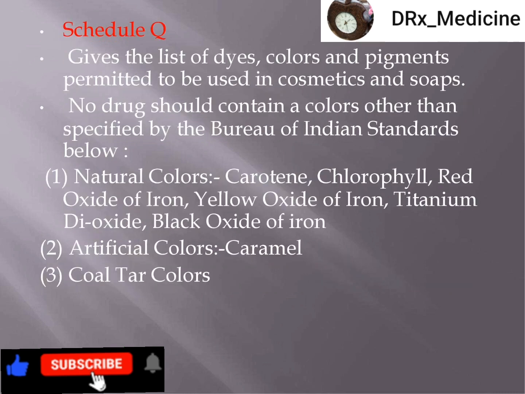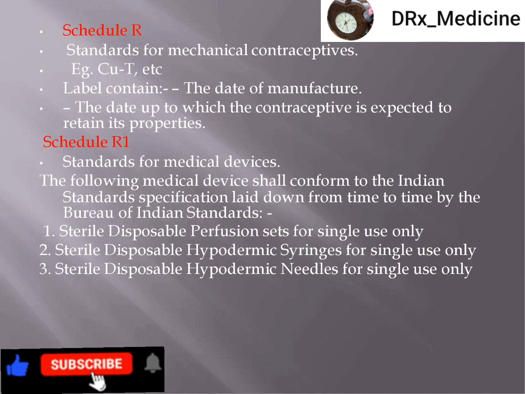Schedule Q gives the list of dyes, colors and pigments permitted to be used in cosmetics and soaps. No drug should contain colors other than those specified by the Bureau of Indian Standards below. 1. Natural colors: carotene, chlorophyll, red oxide of iron, yellow oxide of iron, titanium dioxide, black oxide of iron. 2. Artificial colors: caramel. 3. Coal tar colors. Schedule R: standards for mechanical contraceptives, e.g. condoms, etc. The label must contain the date of manufacture and the date up to which the contraceptive is expected to retain its properties.